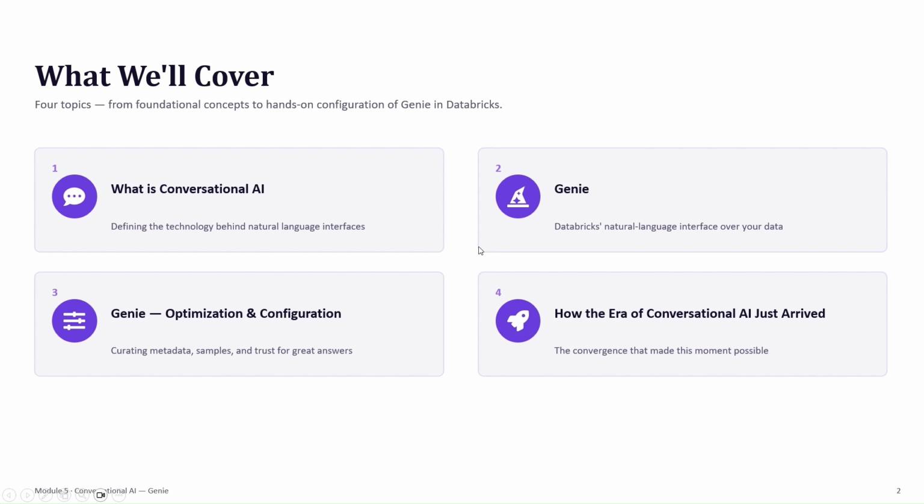What we will cover is specifically four topics. First is what is conversational AI. Second is what is Genie, going specific, directly attacking the product. Third is Genie optimization and configuration: what are the levers, how we can optimize and manage Genie. And finally, how the era of conversational AI has just arrived.